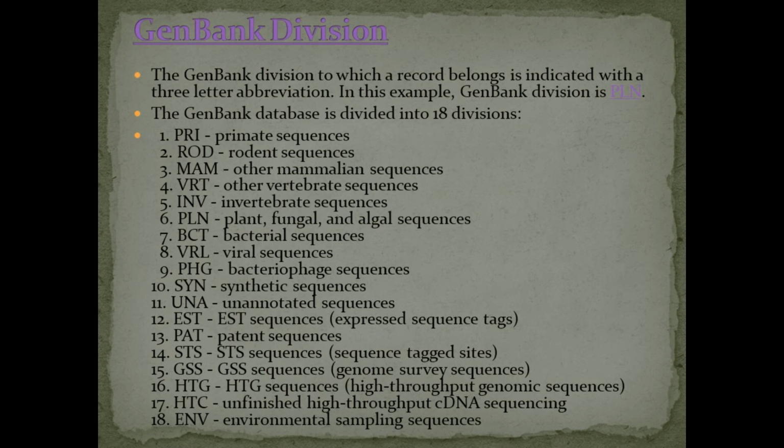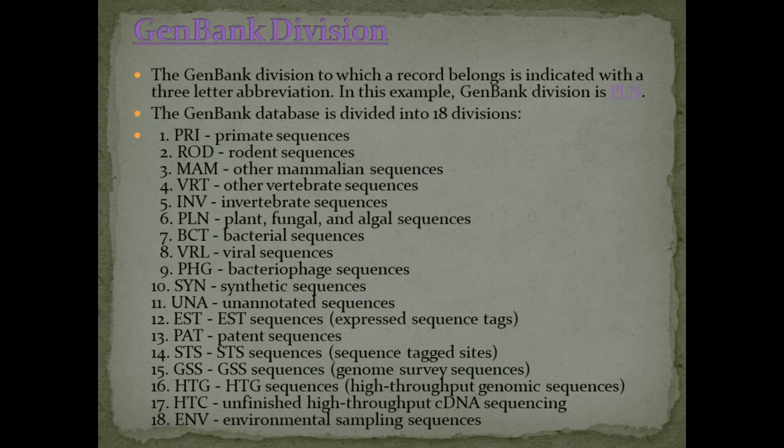STS for sequence tagged site sequences, GSS for genome survey sequences, HTG for high throughput genome sequences, HTC for high throughput cDNA sequencing, and finally the 18th division is ENV, that is related with environmental sampling sequences. These are all the important types of divisions which denote the character or the feature of the query.